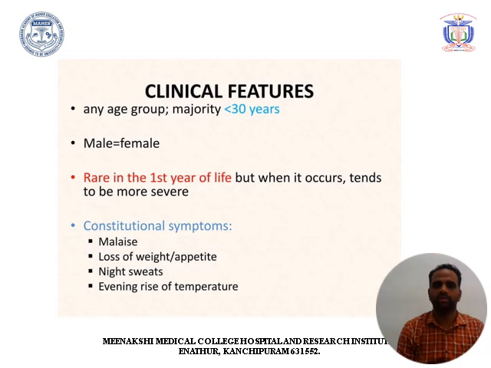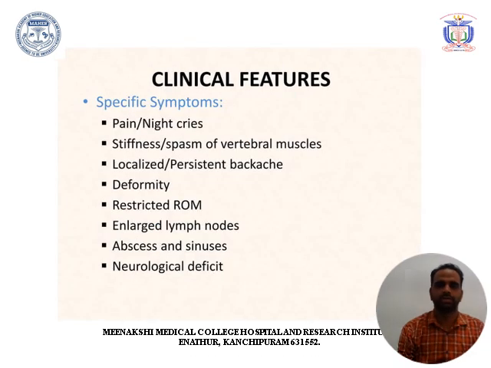The constitutional symptoms, wherever the tuberculosis is in our body, include malaise, loss of weight, loss of appetite, night sweats, evening rise of temperature. The specific symptoms of tuberculosis involving the spine are pain or night cries. That is, the patient will be able to sleep, but they will wake up from sleep in the middle of the night. That is due to the loss of spasm of the muscle during the night time. Stiffness or spasm of vertebral muscles, localized or persistent backache, deformity, restricted range of motion, enlarged adjacent lymph nodes, abscess and sinuses, and neurological deficit.